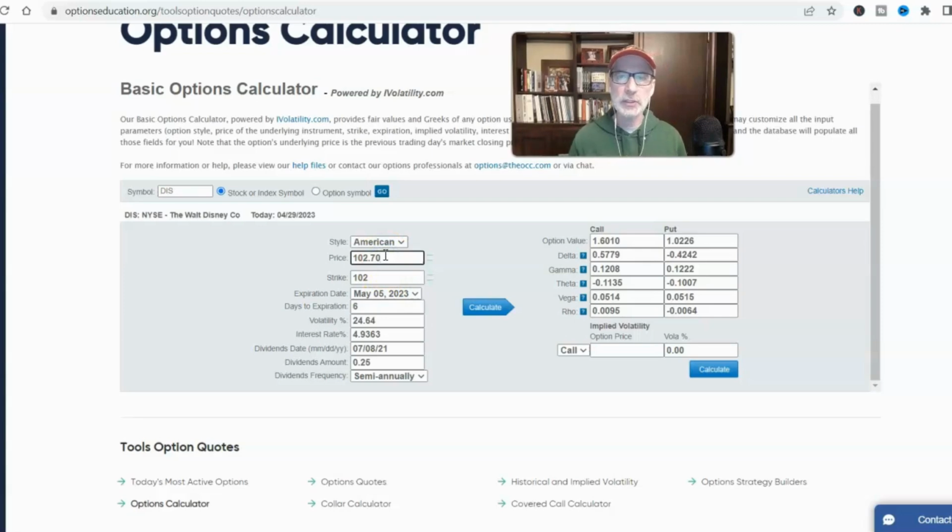102.70, that's where Disney is in the option chain. We're going to look at the 105 strike, and we're going to look at the July options expiration, and we're going to change this to 28% to get all the numbers to match up pretty closely. We hit calculate, and this is what the call and put should be worth. So $4.83 for the call, $6.30 for the put.